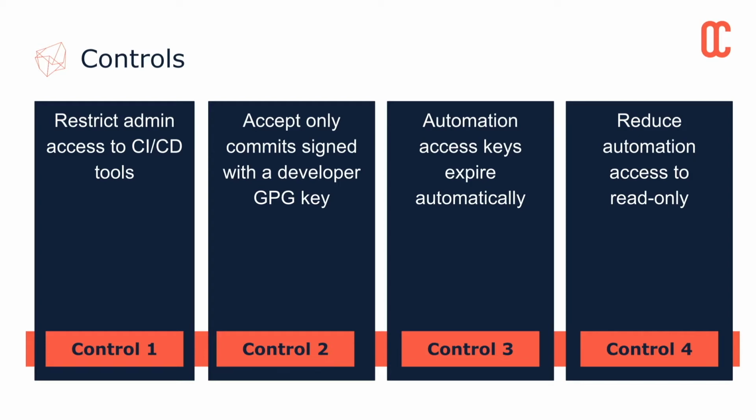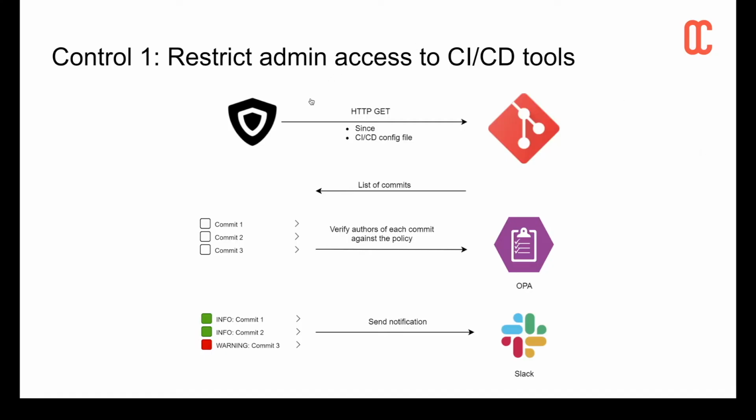repository. In control 1, the application sends a GET request to the API of a version control, and in here we fetch a list of commits since a specific date for a specific file or directory where we store CI/CD configuration. Then the application iterates through each commit and verifies their authors against the policy, where we already have a predefined list of authorized users who can make changes to the CI/CD system. And then we send the result to Slack.